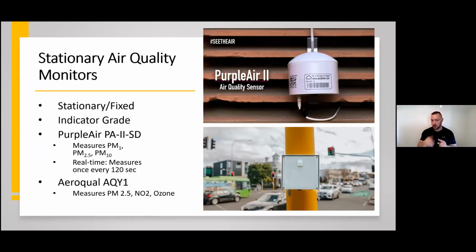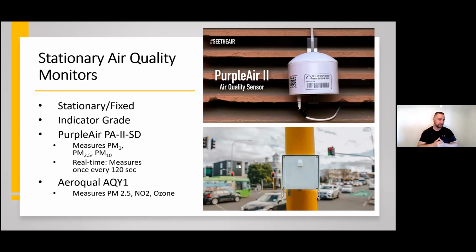So here's a look at the specific monitors that we're planning on using. One is called the PurpleAir 2, and it measures that particulate matter that comes, like I said, from fossil fuel burning power plants or fossil fuel burning cars. It's stationary, which means you put it in one place and it monitors in that place. It's an indicator grade sensor, which I'll get to in a second. These are the different sizes of particulate matter that it monitors. It measures once every 120 seconds, so it's actually a little bit less than every 2 minutes.